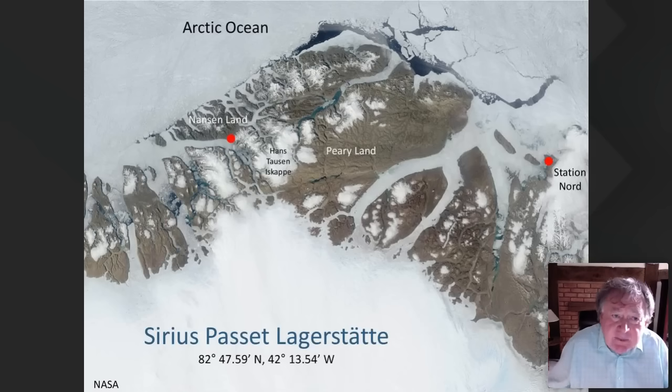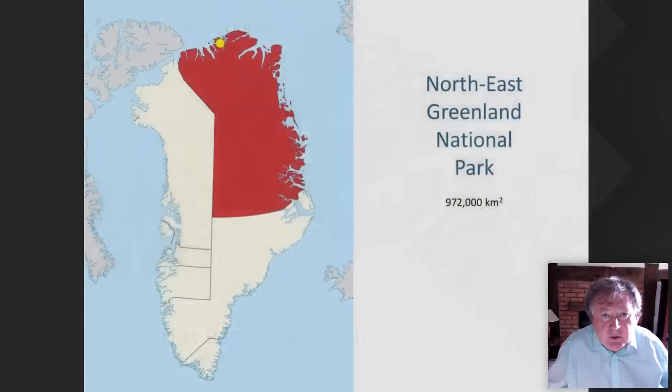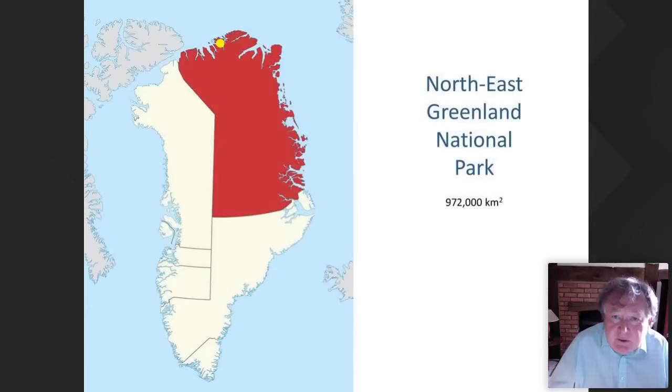The Sirius Passet locality is situated in the world's largest national park, and this next slide gives you a bit of a feel for the scale of the terrain we're looking at. So the Northeast Greenland National Park is a shade over 970,000 square kilometers. It occupies the red area of Greenland.